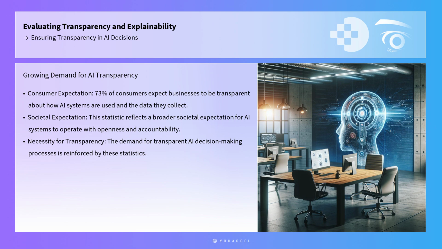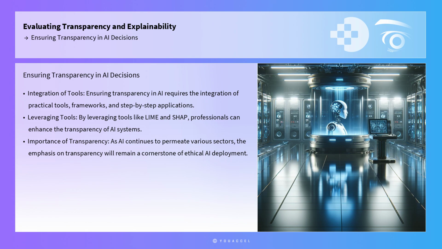In conclusion, ensuring transparency in AI decisions is a multifaceted endeavor that requires the integration of practical tools, frameworks, and step-by-step applications. By leveraging tools like LIME and SHAP within comprehensive frameworks, such as the AI Transparency Model, professionals can enhance the transparency of AI systems, addressing real-world challenges and improving proficiency in this critical area. As AI continues to permeate various sectors, the emphasis on transparency will remain a cornerstone of ethical AI deployment, fostering trust and accountability in automated decision-making.